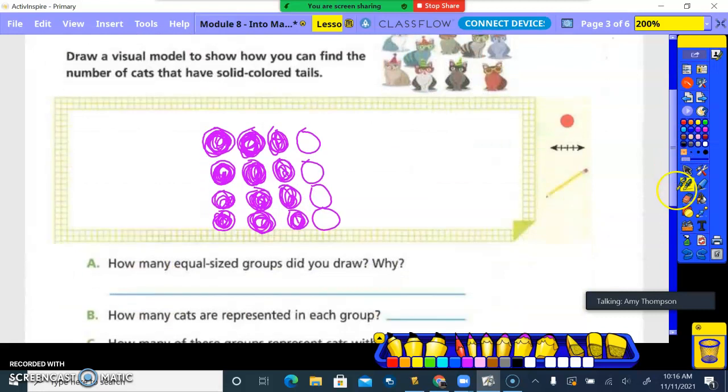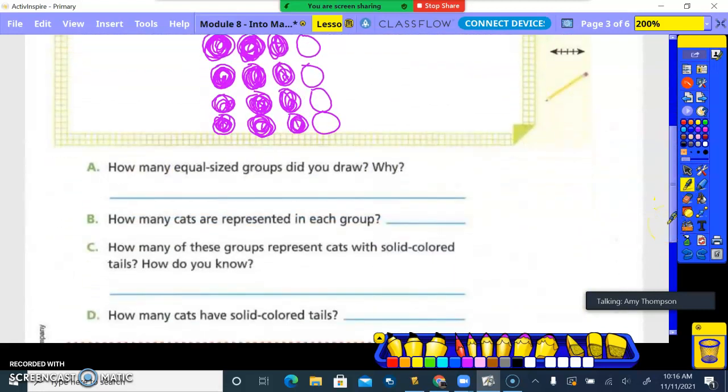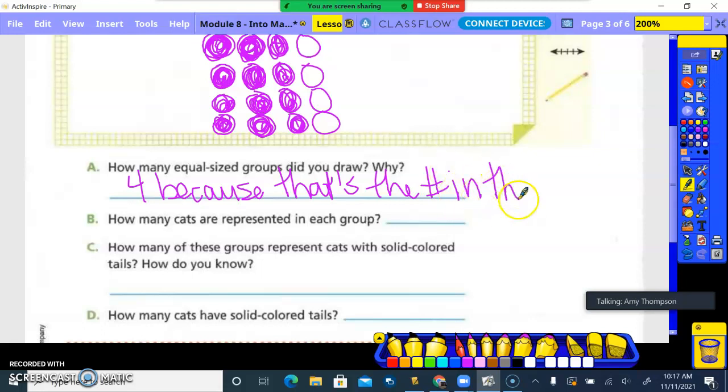So how many equal sized groups did you draw? So we drew how many equal sized groups? How many rows did we draw? 4. 4 because that's the number in the what place? Denominator.